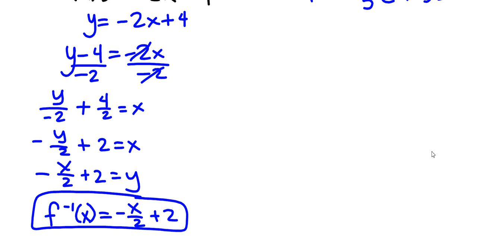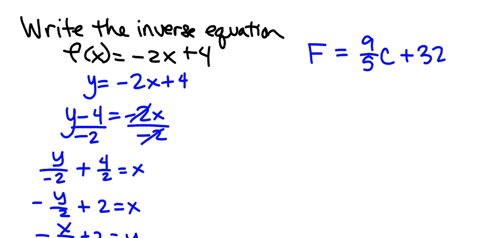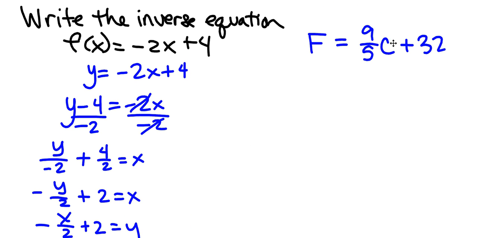Now, if we have a question like this, like Fahrenheit to Celsius, we're going to try to solve for the other variable still, just like we did before. Notice we don't have an f of x though, so we're not going to change our variables. So what can we do first? Let's subtract our 32.